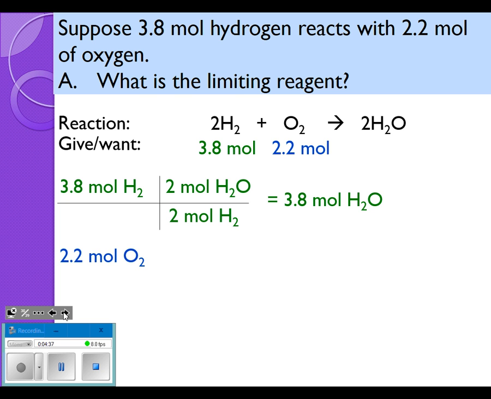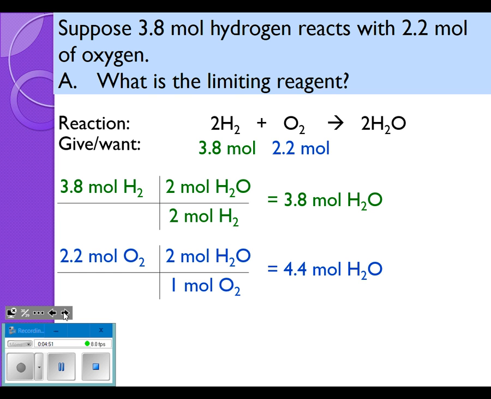So I'm going to do 2.2 moles of oxygen, and then for every 1 mole of oxygen, I get 2 moles of water, according to the balanced chemical equation. Multiply across the top, and I can get 4.4 moles of water with that amount of oxygen. So once you get that, you say, which one has the least amount of product? Well, if you look at it, 3.8 is less than 4.4. So this is the least amount of product.